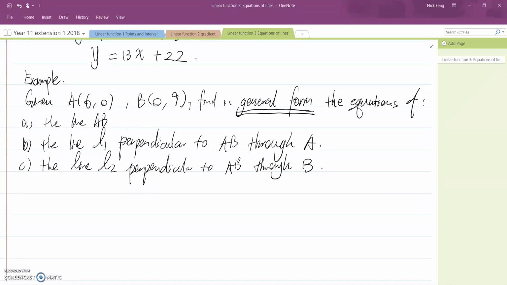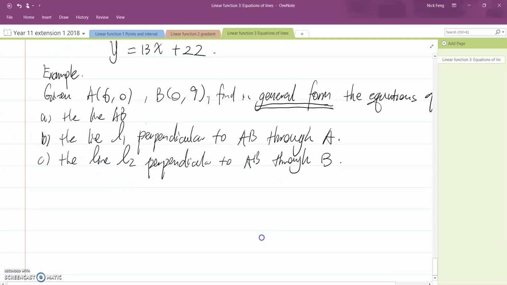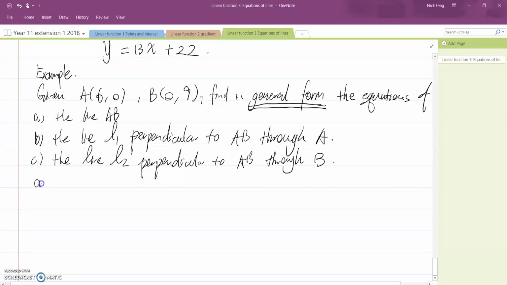But first of all, let me remind you, do not use any other method, just the point-gradient formula. So for the first one, part A, you can use either point A or point B. It really doesn't matter in this case. I normally choose the point on the x-axis because y minus 0 is simpler. So the point is (6, 0).